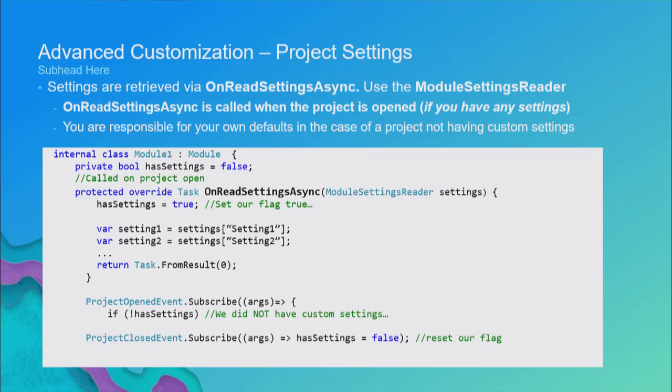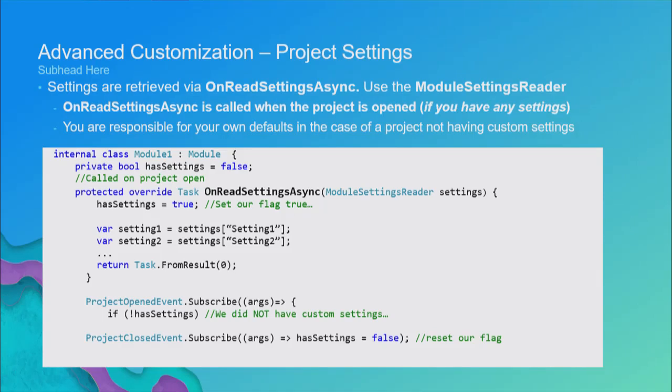There is this little flag here, HasSettings. That's just a pattern you can use if you want to determine if your project actually contains custom settings. Okay? May be useful for you to know if a given project actually contained any of your custom settings. The way it works is this. When the OnReadSettingsAsync is called, just set that flag to true. OnReadSettingsAsync always precedes the project opened event.